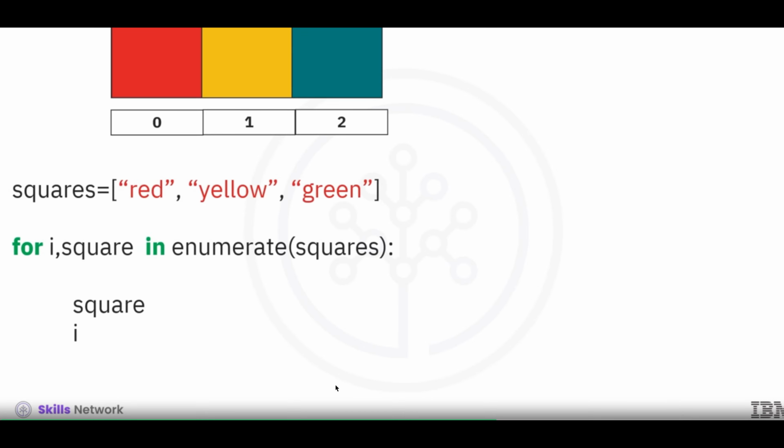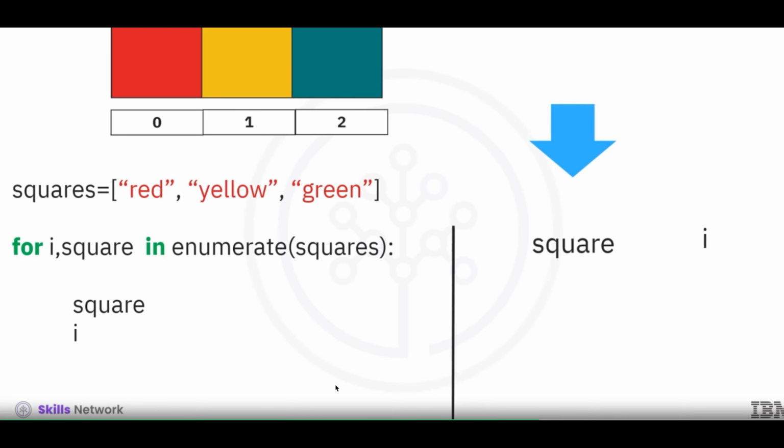This is the syntax to iterate through a list and provide the index of each element. We use the list squares and use the names of the colors to represent the colored squares. The argument of the function enumerate is the list, in this case squares. The variable i is the index, and the variable square is the corresponding element in the list.